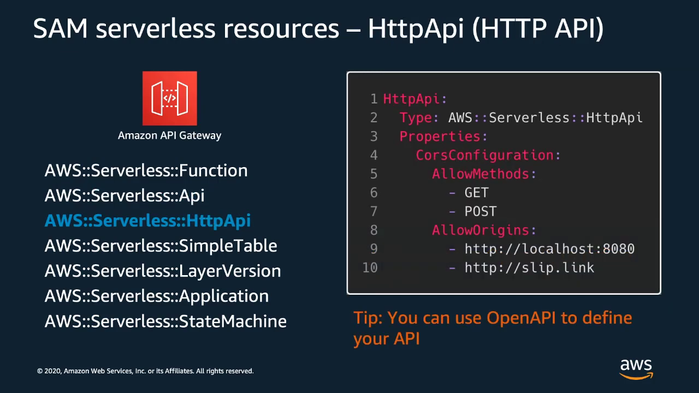So the next resource, much like the one we just talked about, is the HTTP API. And this is our V2 of REST API. It's also a REST API, but it is made to be faster, lower cost, and easier to use. So you can use SAM templates to create an HTTP API as well, and you can configure CORS, throttling, different things like that. And here you can also use an OpenAPI to define the API structure.